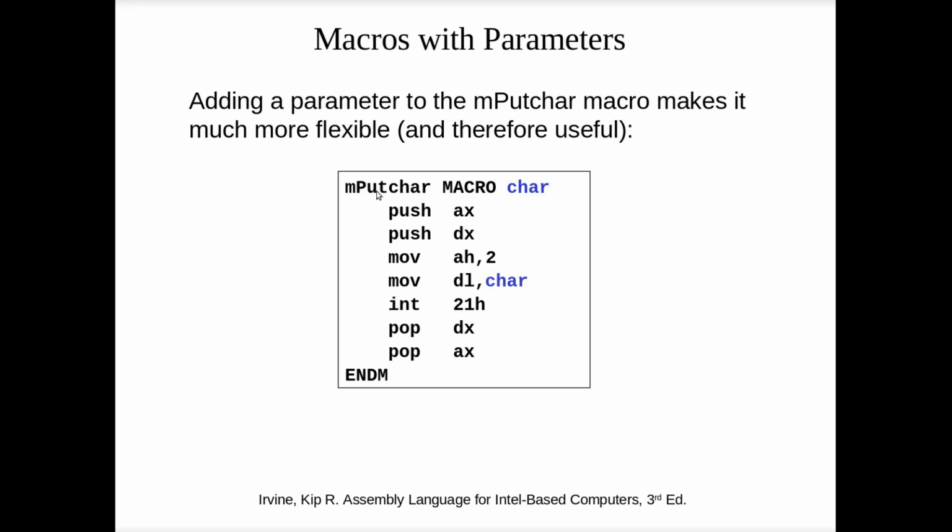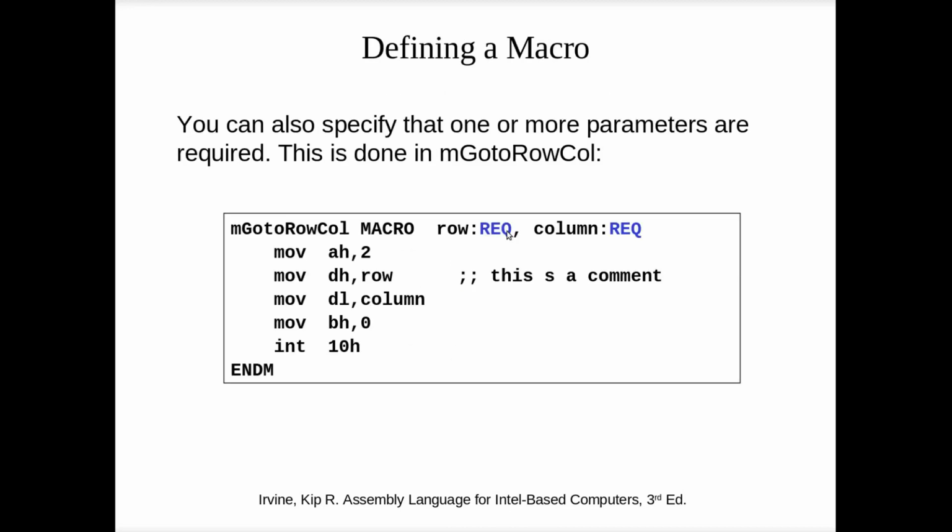In this example, you can also use macros with parameters. In this case, you have a parameter called char, and you'll push the char into the DL register. Like procedures, if you put the value after the name, you can use it as a parameter. You can also define multiple parameters, say row and column, and it puts those values in there. You follow it with REQ, which says you actually need these parameters for it to run.